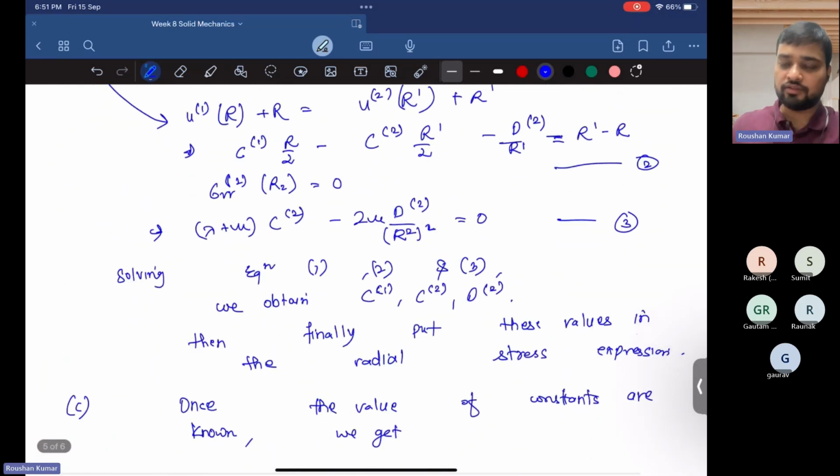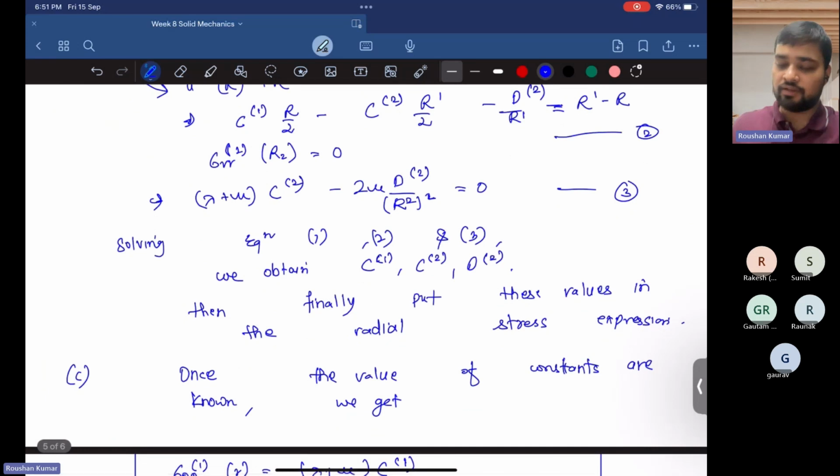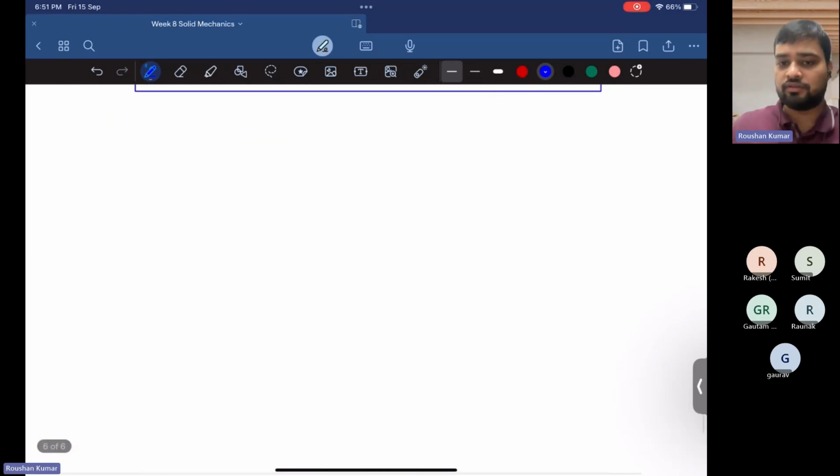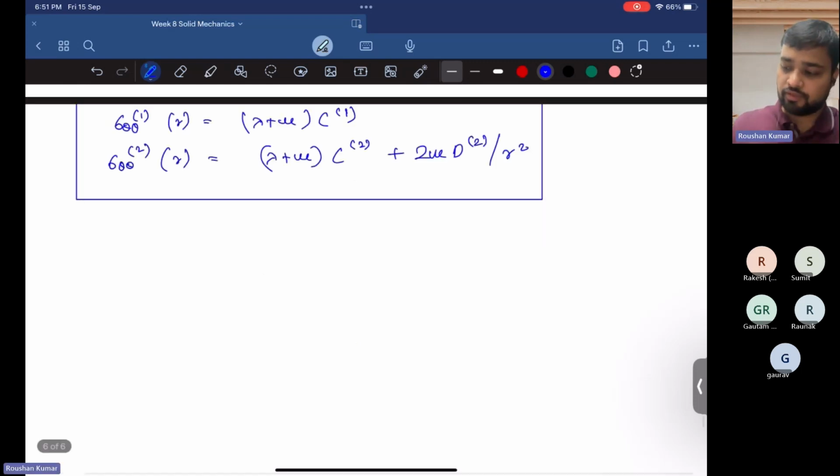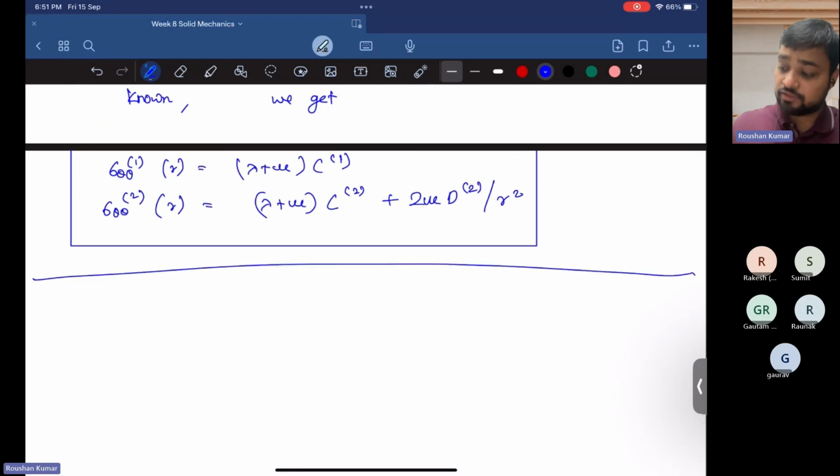Using these four boundary conditions, we can find the constant values, that is C1, C2 and D2. When we find these constants, we put them in the expressions for sigma rr and sigma theta theta, and then we can find the expressions for radial stress and circumferential stress respectively. So this is the question, and this is how you can solve this type of question. I have already given the whole concept. Now move on to the next part, problem number 2.